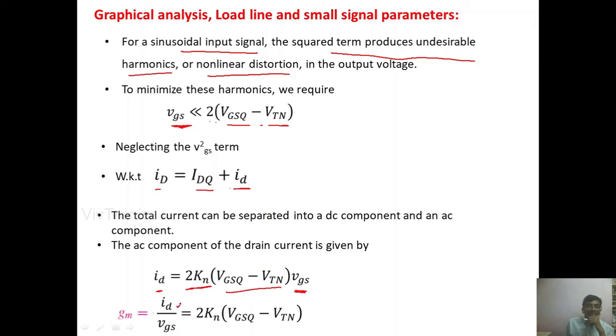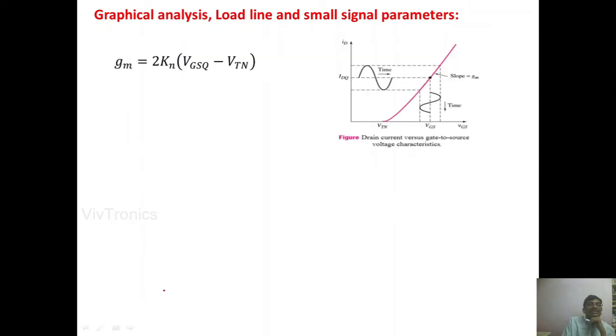Therefore, the transconductance parameter Gm can be given as Gm is equal to id divided by VGS, the drain current divided by the gate to source voltage VGS, which will give you the transconductance Gm, equal to 2 into Kn into (VGSQ minus VTN). We have just taken this VGS to the left hand side. So Gm equal to id divided by VGS is a very important equation, which can be written as Gm is equal to 2 into Kn into (VGSQ minus VTN).